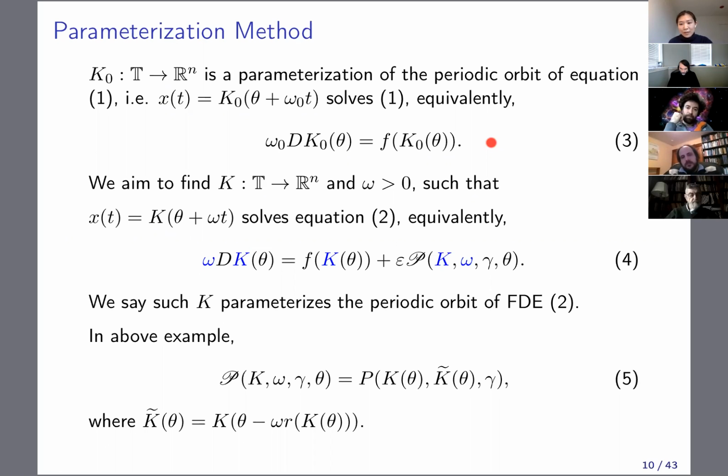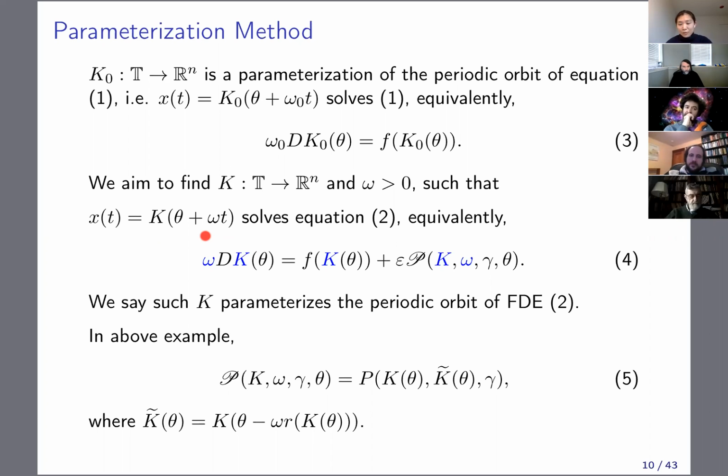However, what we can do is an identification such that the infinite dimensional periodic orbit agrees with a periodic function with values in R^n. To be more precise, we consider any fixed theta, and then we consider this expression k of theta plus omega t, similar to before. And this omega is again the frequency of the periodic orbit. And then we let this expression solve the perturbed equation.